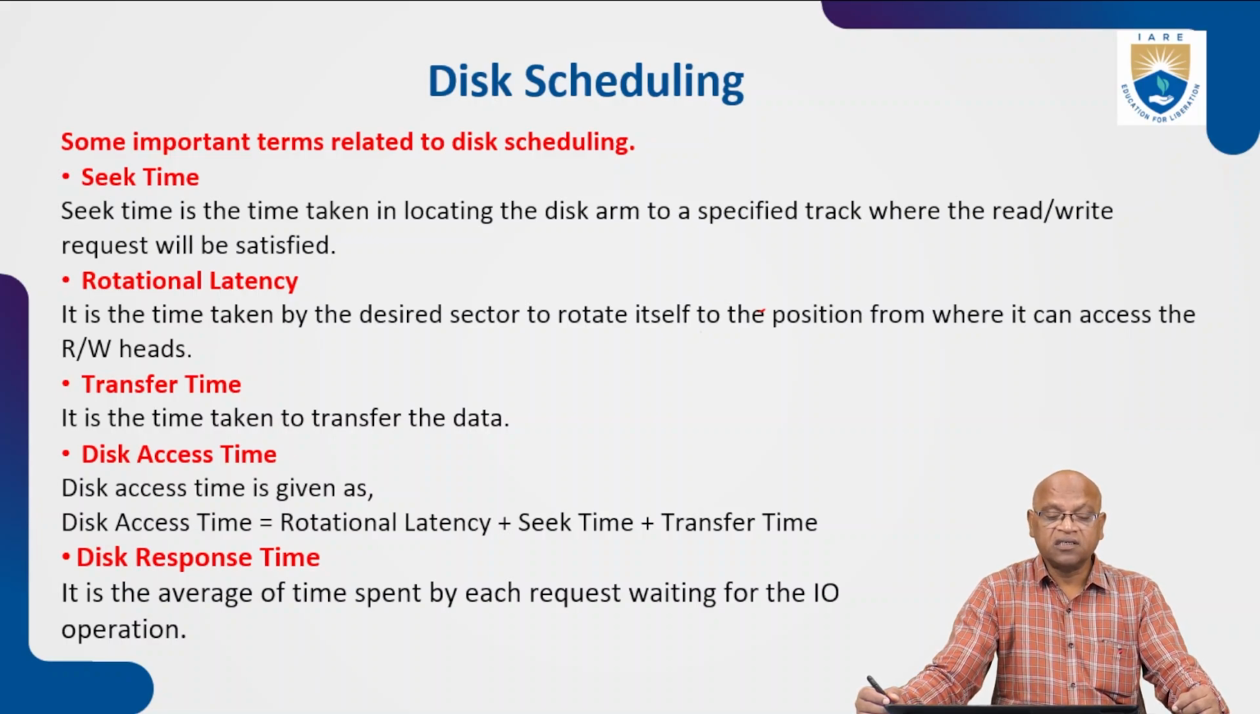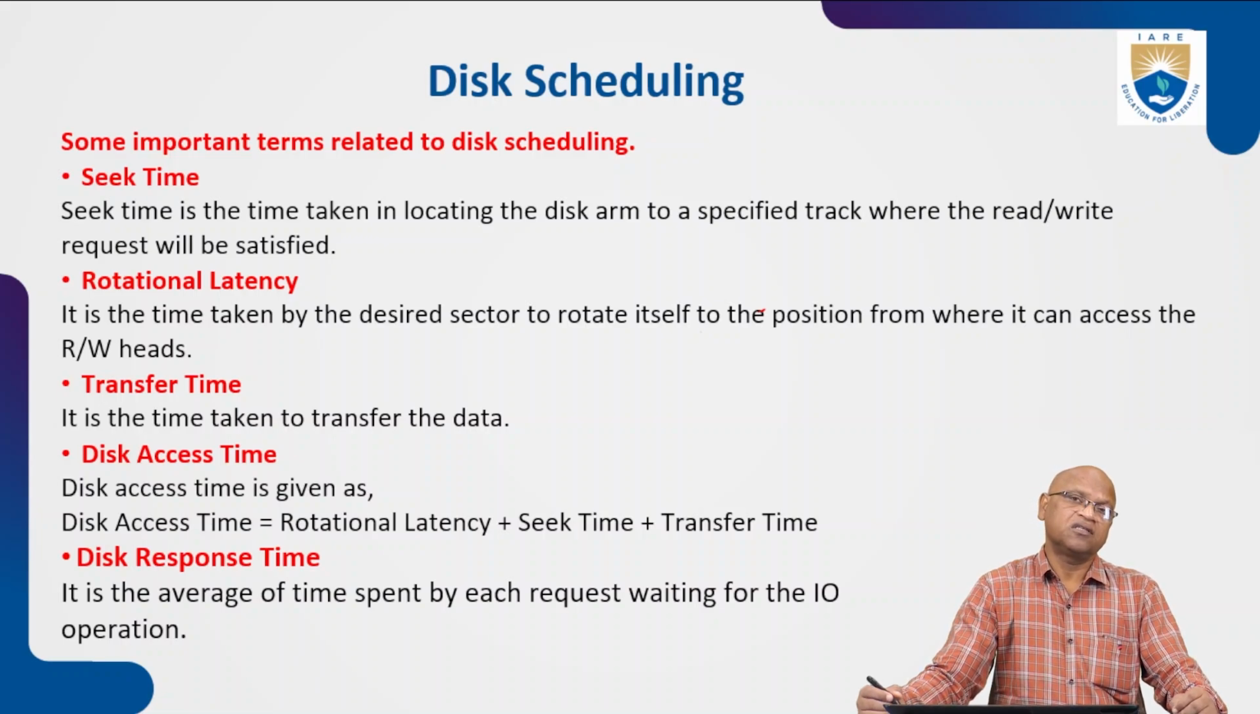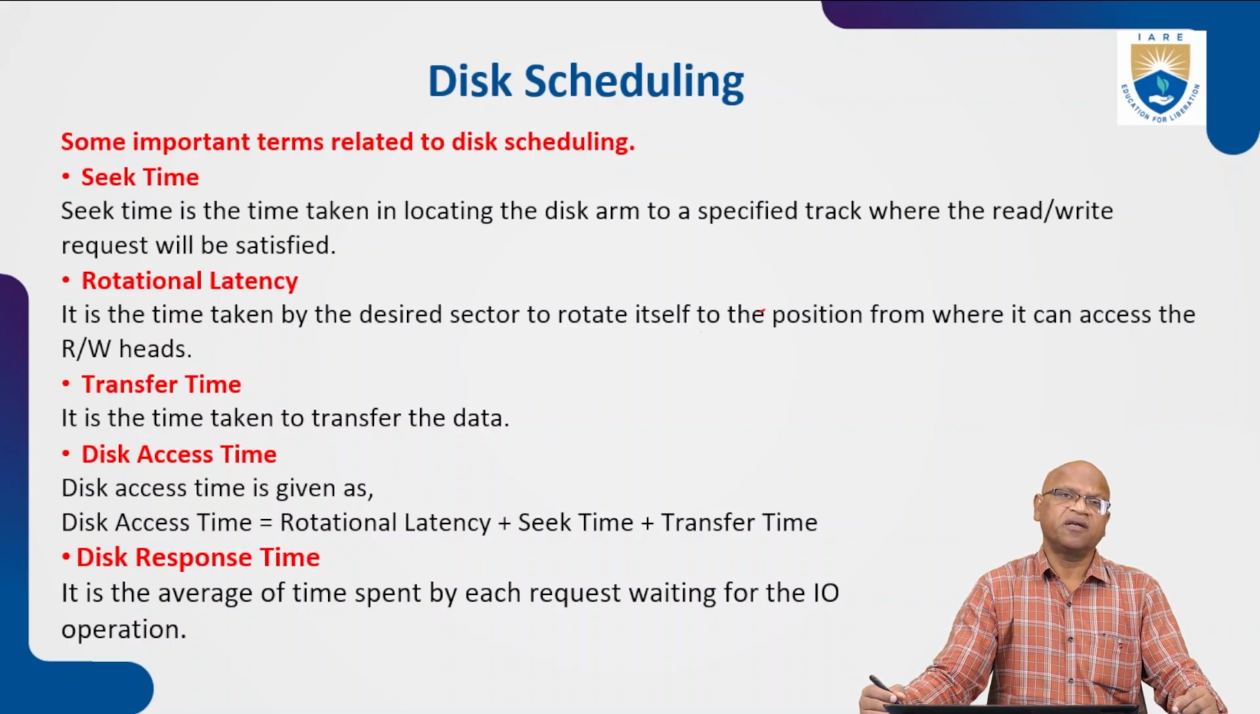So disk access time. Disk access time is rotational latency plus seek time plus transfer time. Whenever you want to read any file, the OS will locate where that file is saved or written, plus positioning the read and write head. The disk will be rotating. All these things you have to add, then only you get disk access time.